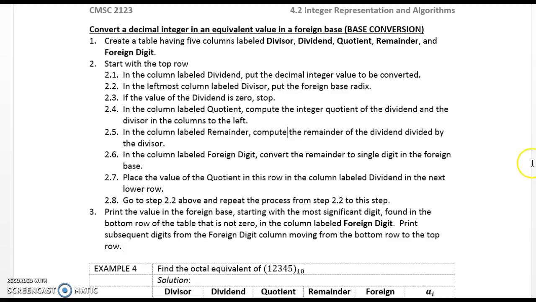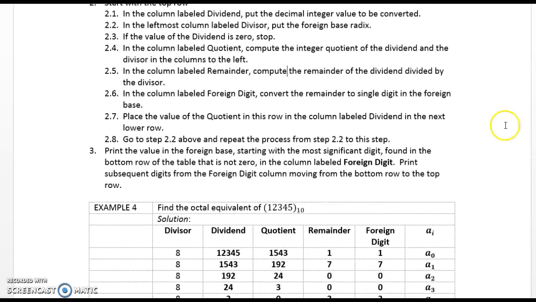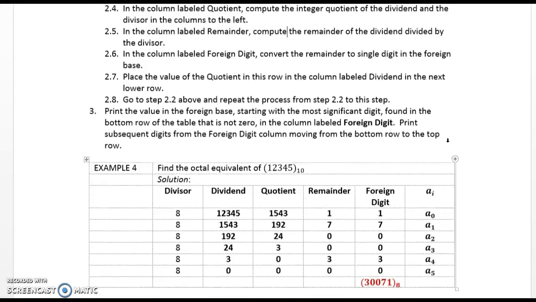3, print the value in the foreign base starting with the most significant digit found in the bottom row of the table that is not 0 in the column labeled foreign digit. Print the subsequent digits from the foreign digit column, moving from the bottom row to the top row.